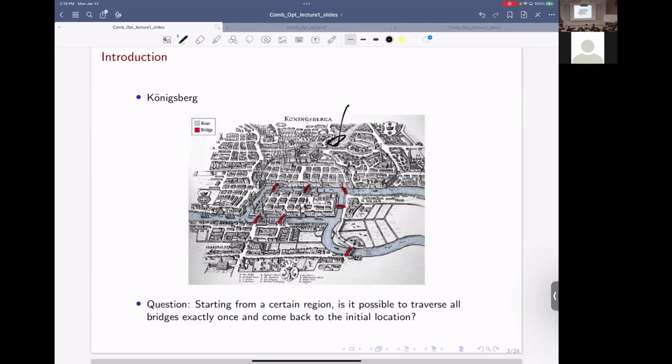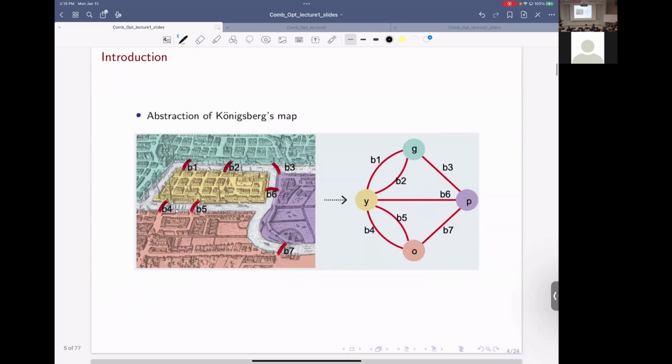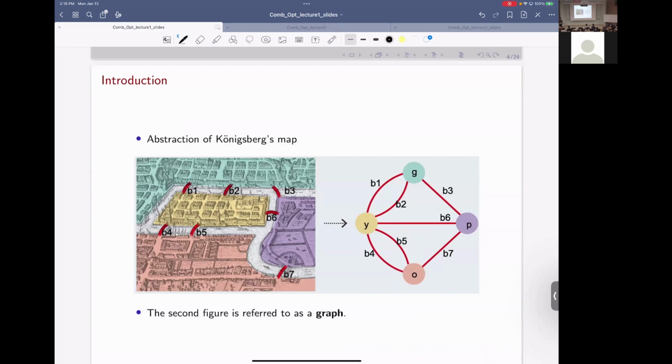But to formally argue that the answer is no, it's useful to draw something called a graph. A graph is an abstraction of some objects, just focusing on connections. We have 4 different regions, and each region can be represented by something called a vertex. I'll get back to this later. So I have 4 vertices: green, yellow, orange, and purple. A bridge connects 2 different regions, and in the graph I connect the 2 vertices representing them. Let's say I have 2 bridges, B1 and B2, connecting the yellow and green regions. I draw connections between these 2 vertices, and these are called edges.